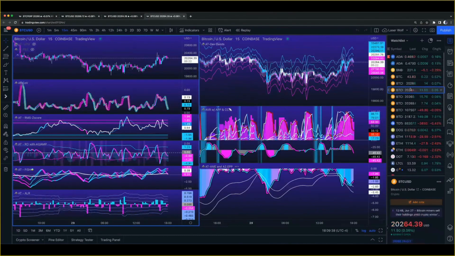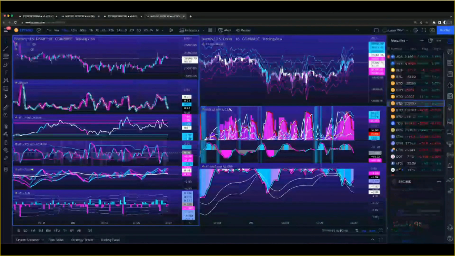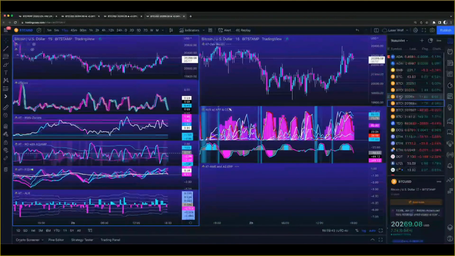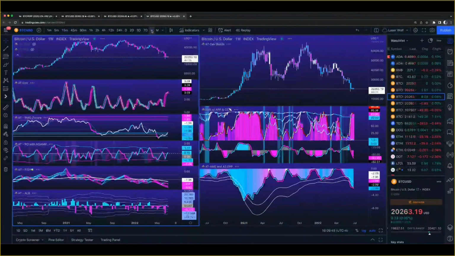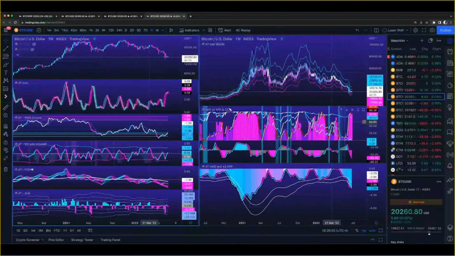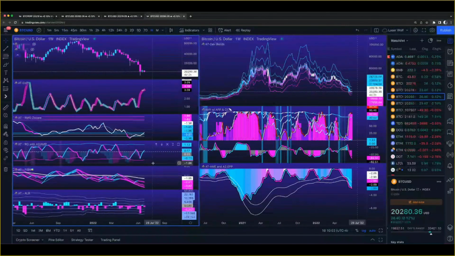Plot the index, Bitstamp, no. Index, let's go to weekly. Okay, so if you're looking at the log return z-score, you've got bull div. You've got bull div on the returns oscillator. None on the DLP or the Fishers. The Fishers, all four, are still in lockstep to the downside.